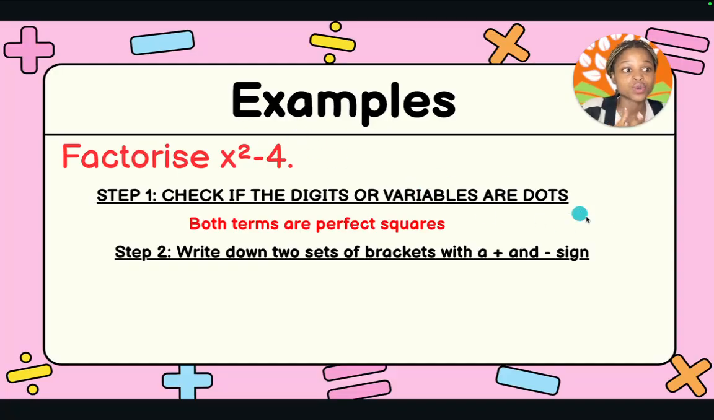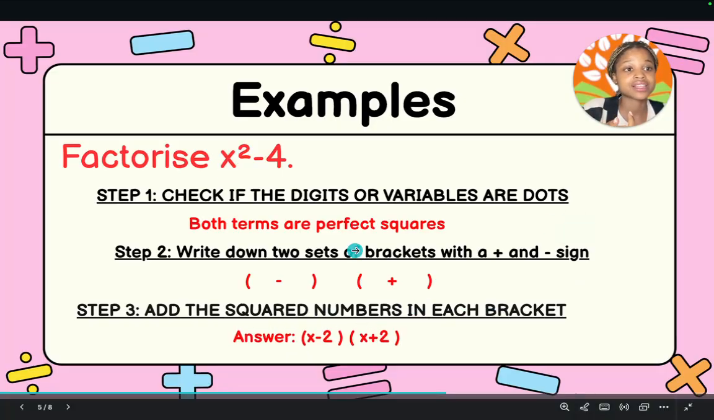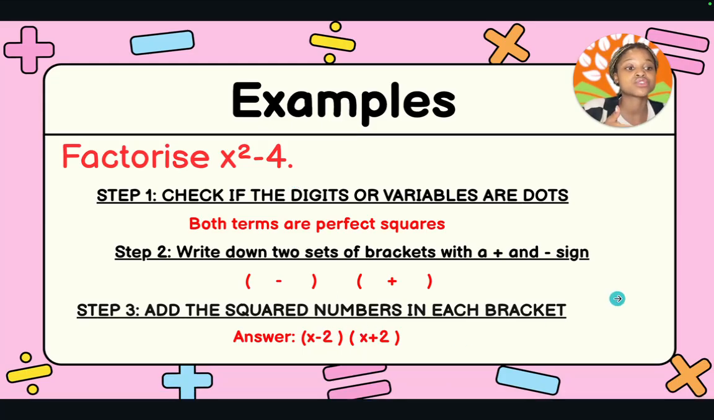Factorizing difference of squares. So we've got two brackets, one with a minus sign, one with a plus sign, and then you add the square numbers in each bracket. Okay, so remember, the square root of x squared will give us x, and the square root of 4 will give us 2. So you've got x minus 2, x plus 2. This is how you solve. You basically solve using the difference of squares or dots to make it easier, right?